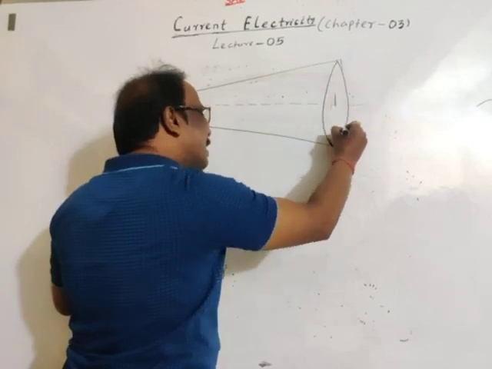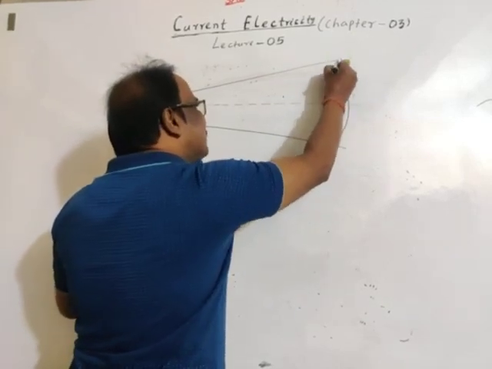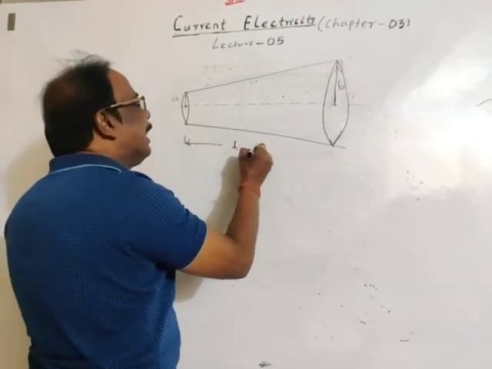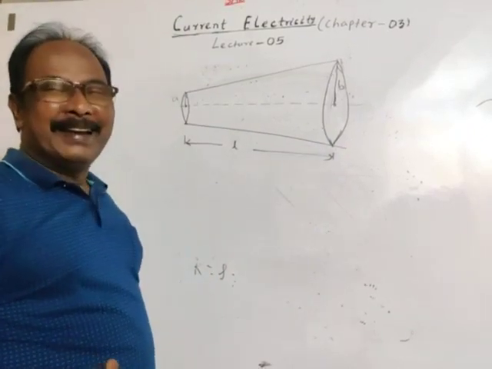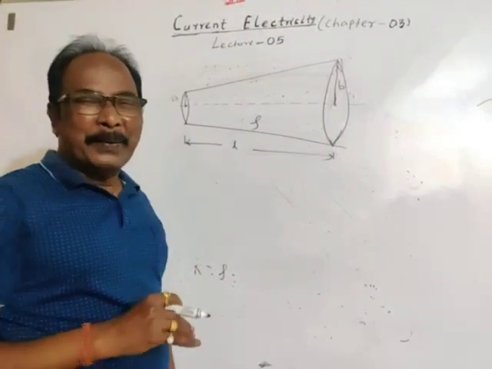Radius of this area of cross section, this is the center. Radius of this area of cross section, let it be b. And the length of this conductor is L. Okay. So what is given? Resistivity is given, let's take it as rho.